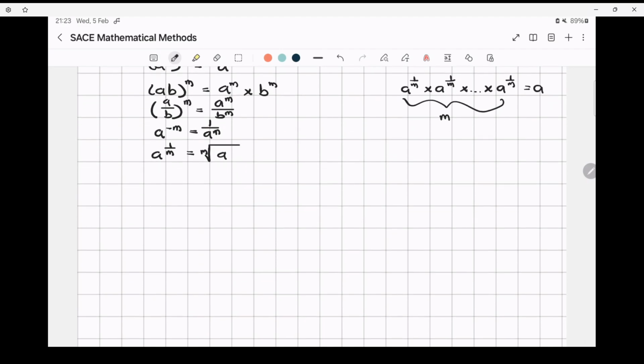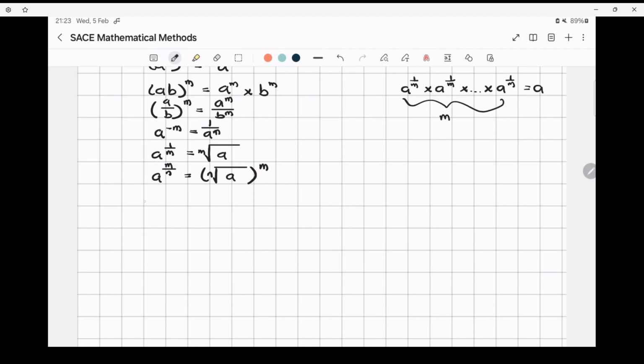Then what happens if you have some fractional power m divided by n? You just apply the same logic. So n will be at the bottom. So that's why your n is a root. And then you power m.